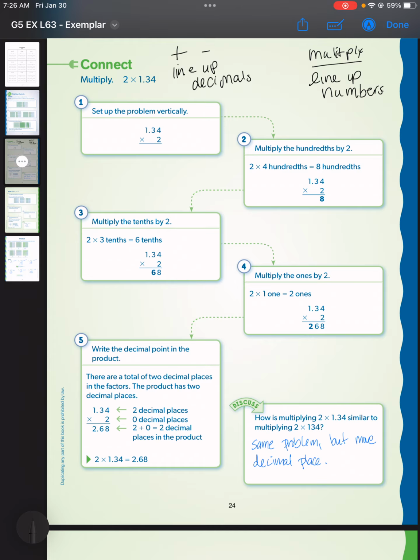What is also going to be important for kids is that they identify where the decimal point needs to go. So they have to look in each digit and count the number of decimal places. In 1 and 34 hundredths, there are 2 decimal places. In the number 2, there are 0. So there needs to be 2 decimal places in the product. 2 plus 0 is 2. So you want to model for them: I have 268, and I need 2 decimal places. I start from the back and move 2. That's how we get 2 and 68 hundredths.